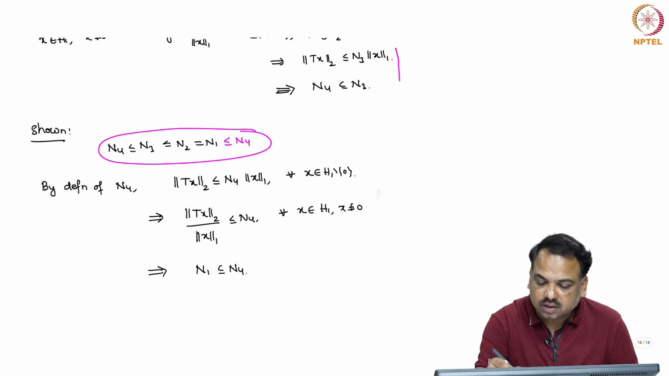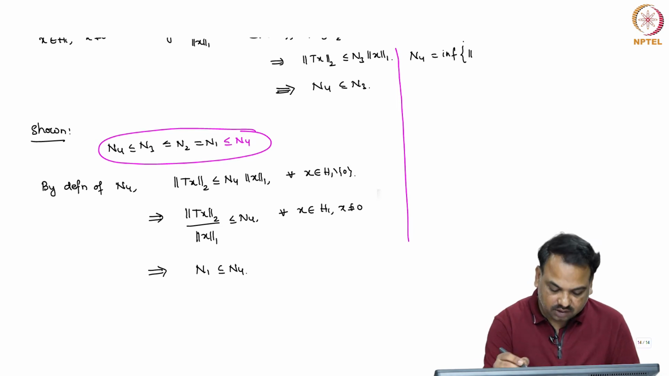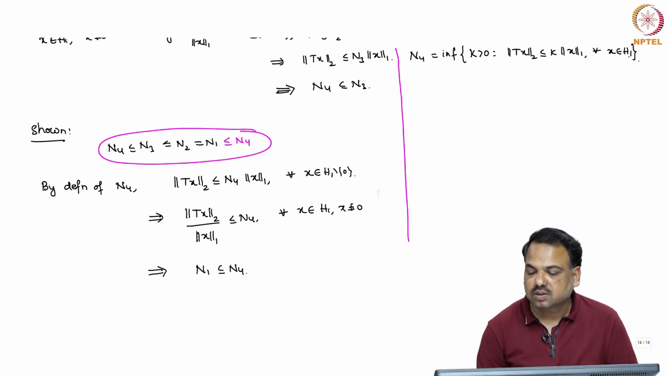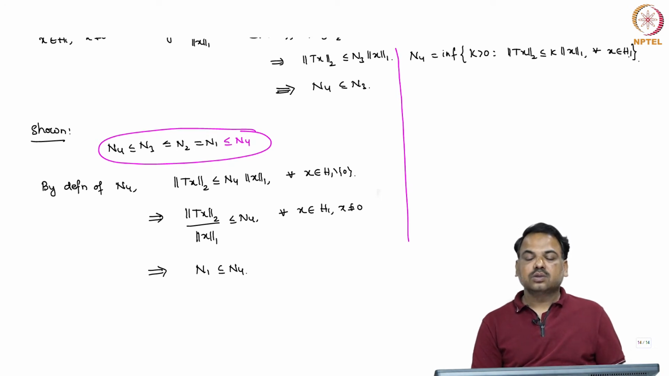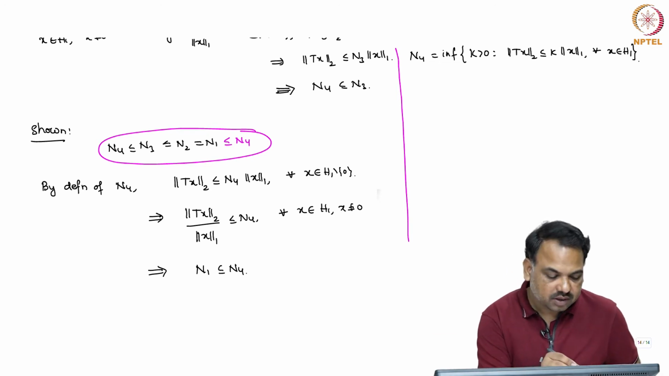So this says that N4 is nothing but the infimum of k bigger than 0 such that norm Tx is less than or equal to k times norm x. So first of all, we should find out a positive quantity k such that norm Tx is less than or equal to k times norm x. So it is a simple observation.